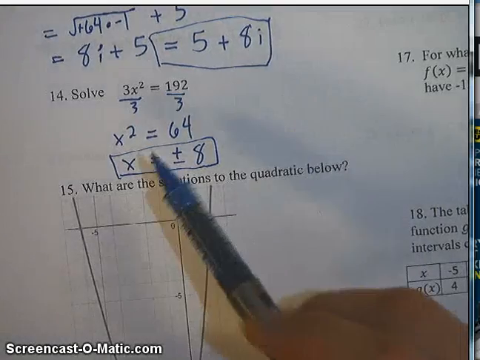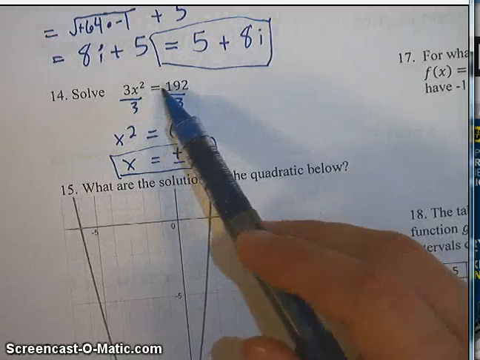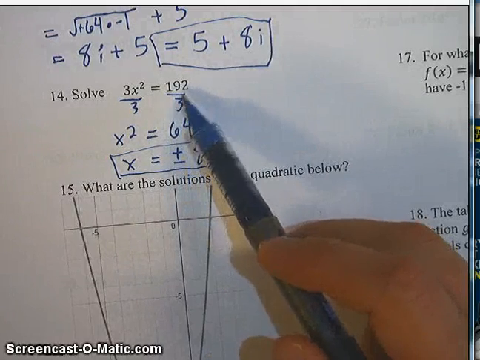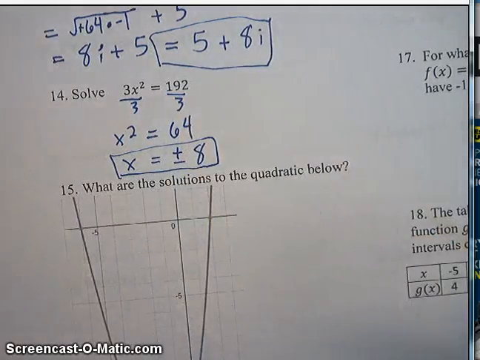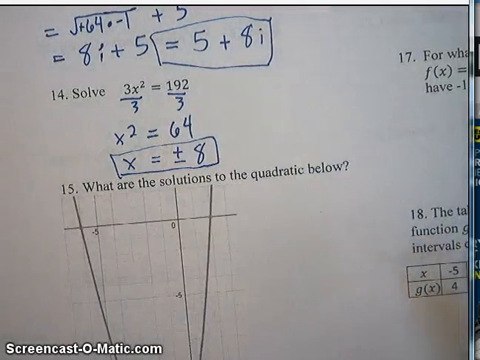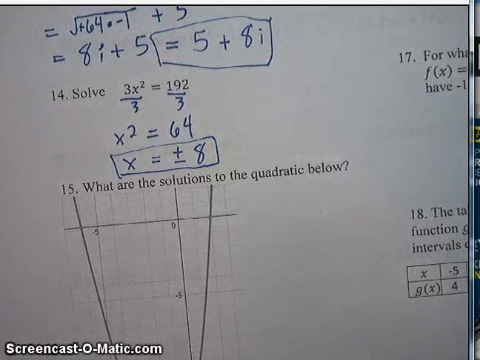Now it's only going to work if there's no x term in there. If you've got an x squared and a c value, but no b value, this sometimes is the easiest way. But if you have a b value, like if this said plus 10x in there, then you're going to have to factor, you're going to have to use graphing, or you're going to have to use the quadratic formula.